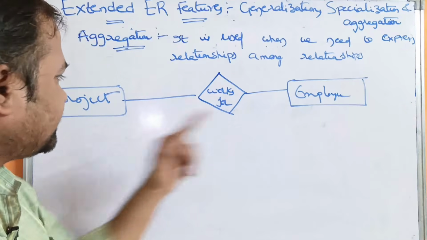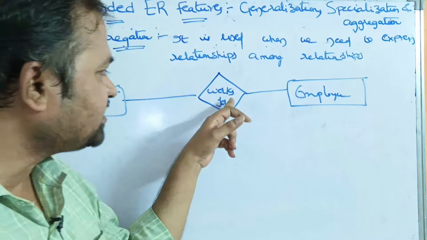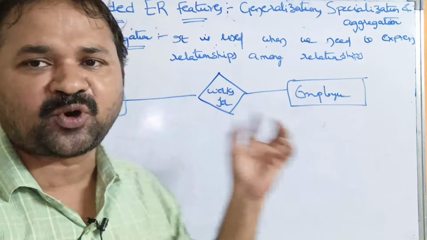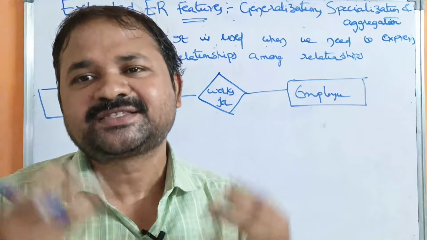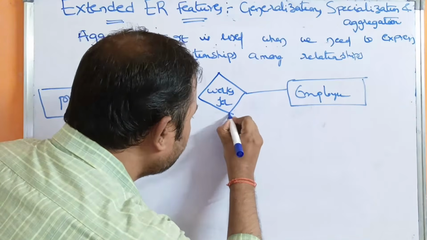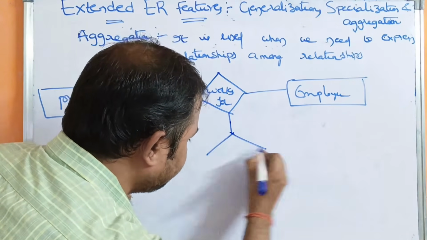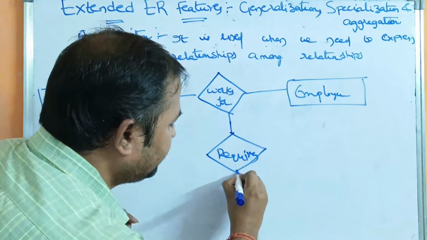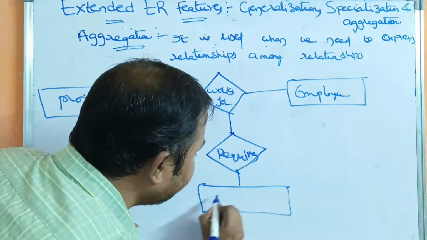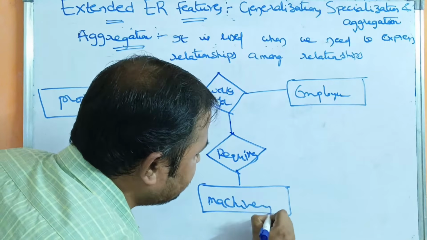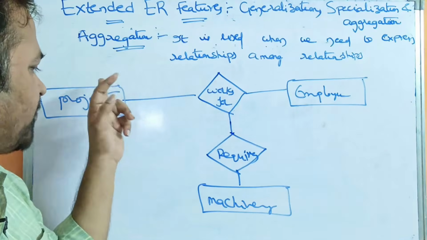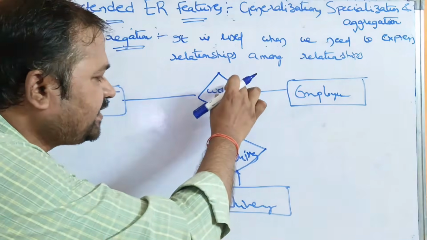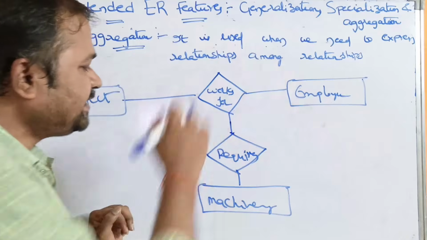Here we have two entities, employee and project, and the relationship is works for. An employee works for a project. In order to do that project, let us assume that the employee needs some machinery. So here requires is one more relationship. He requires some machinery, and machinery is nothing but an entity. So the employee works for a project, and in order to do that project, the employee requires some machinery. Here works for is a relation between these two entities.